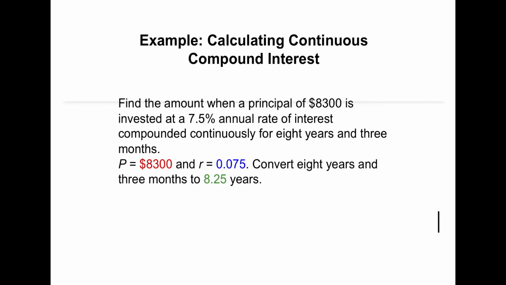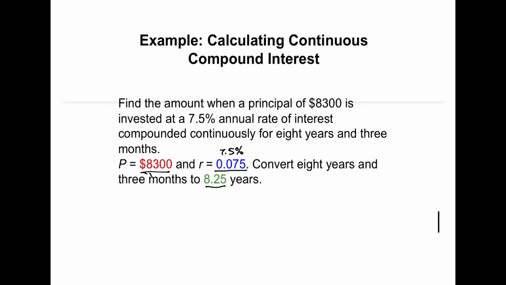As an example, find the amount when a principal of $8,300 is invested at a 7.5% annual rate of interest, compounded continuously for 8 years and 3 months. All right, so our principal there is the amount of money, $8,300. Our 7.5% converts by moving the decimal back 2 places, 0.075. 8 years and 3 months. 3 months is a quarter of a year, so that would be 8.25 years.